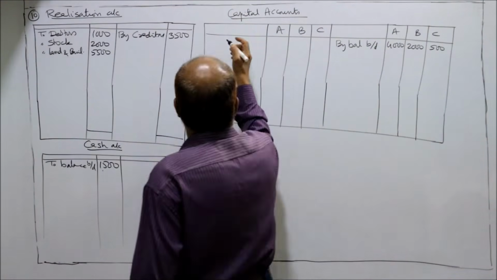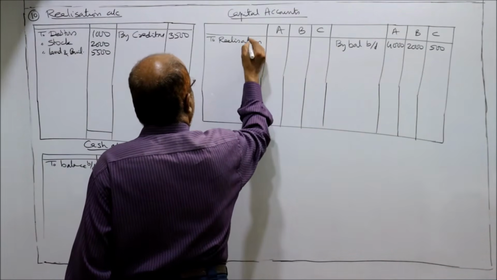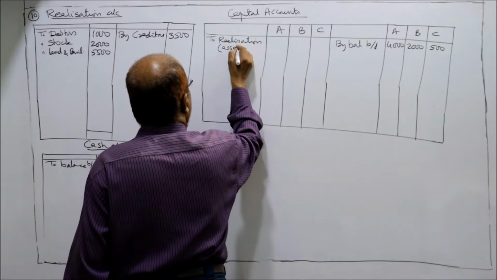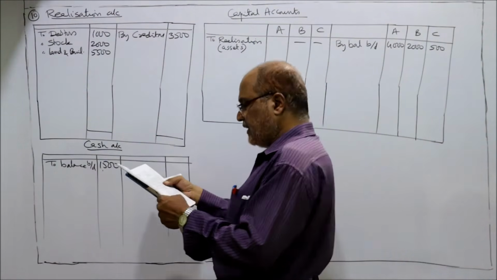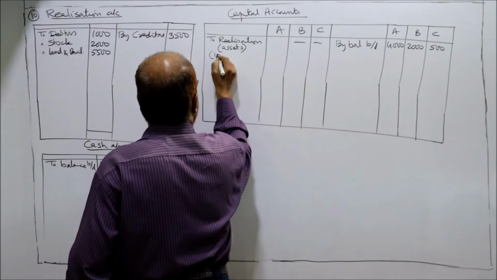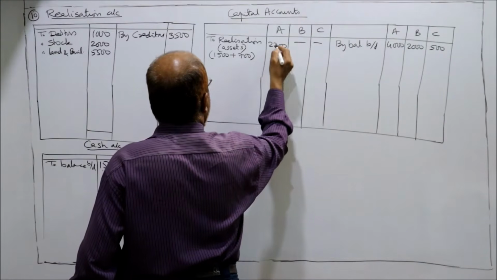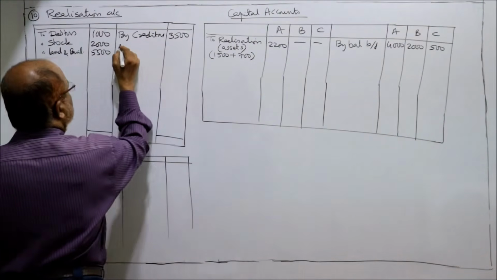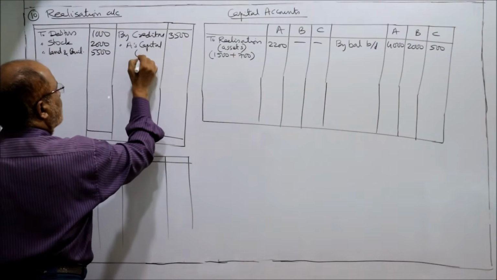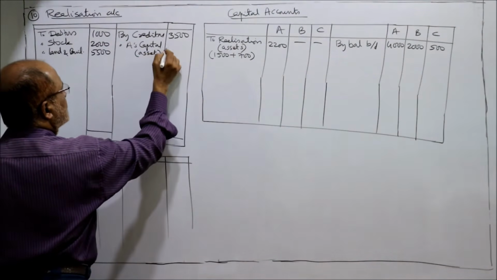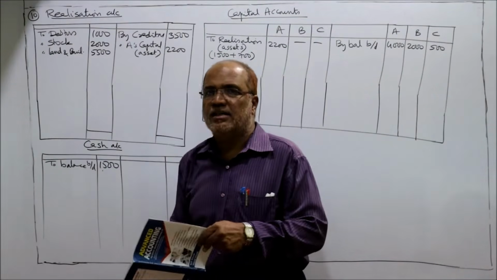तो who is the partner? A. Here you write on realization, assets taken over by partner. How much add up? 1,500 plus 700, 2,200. Realization account credit side by A's capital. He has taken the assets 2,200. चलिए दो assets चले गए. Out of 3 assets, 2 assets gone.